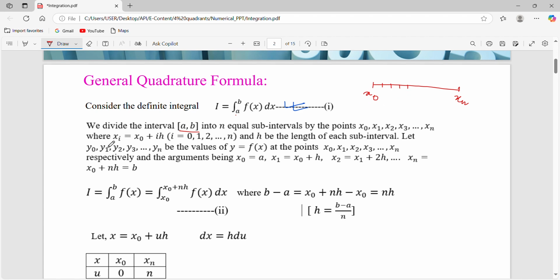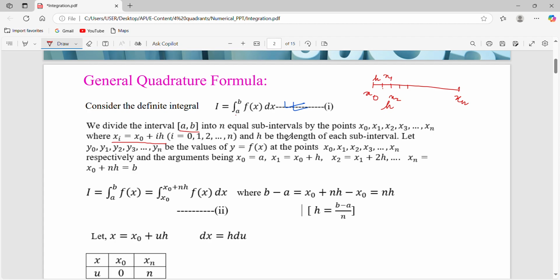Where xi equal to x0 plus ih. That means the difference from x0 to x1 is h, in the same way the difference from x1 to x2 is h. So in this way you will get xi equal to x0 plus ih, where i equal to 0, 1, 2, 3, 4 up to n, and h is the length of each subinterval.